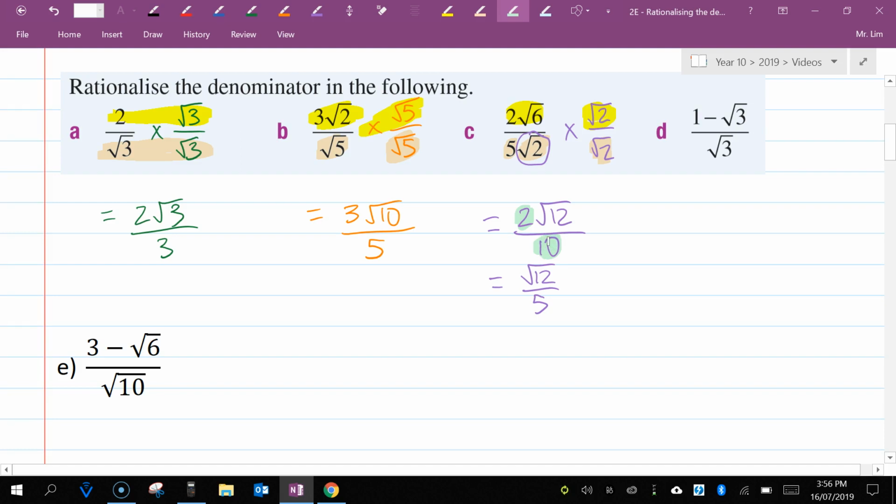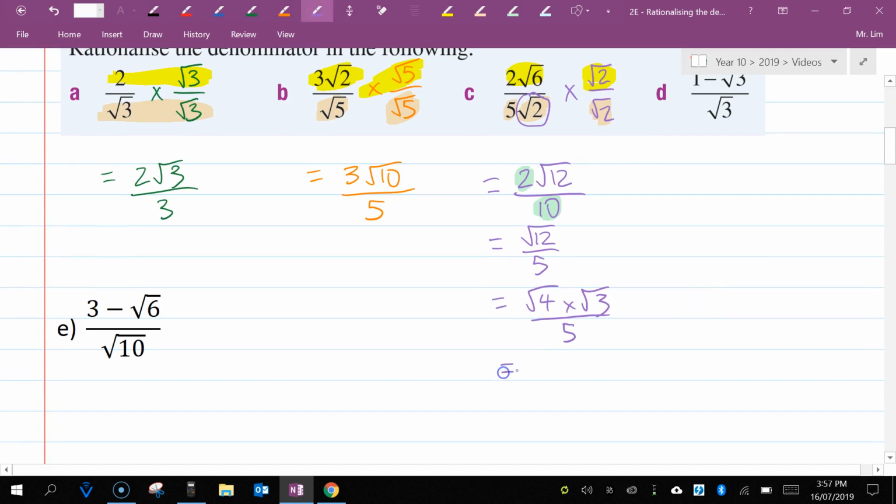Can we simplify that surd in the numerator? We can. That root 12 can be written as root 4 times root 3. And the square root of 4 is 2. So technically we have 2 root 3 over 5.